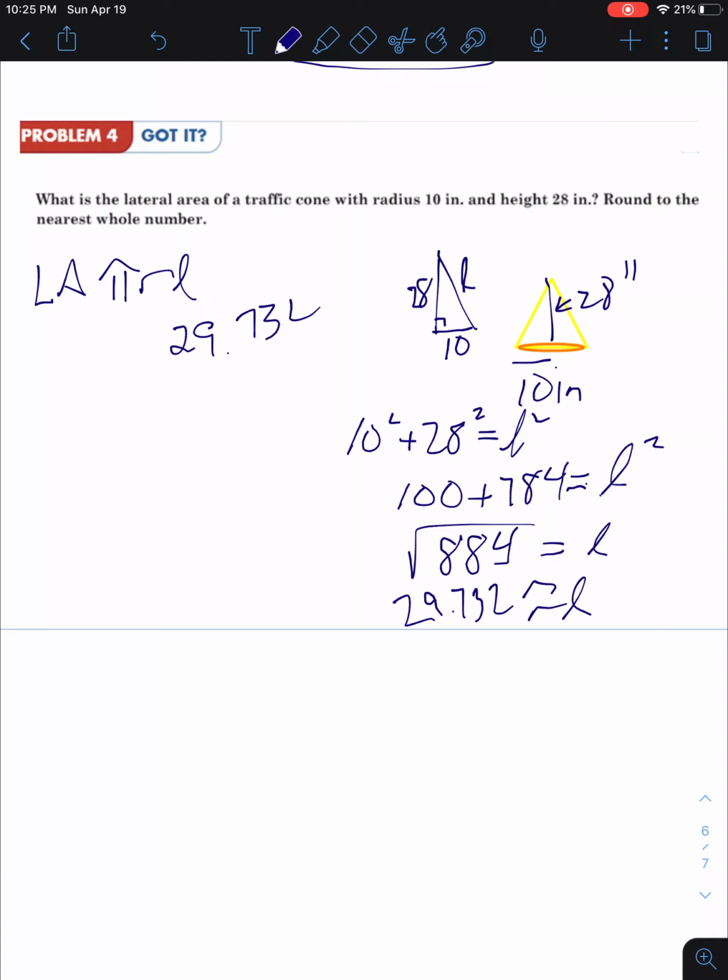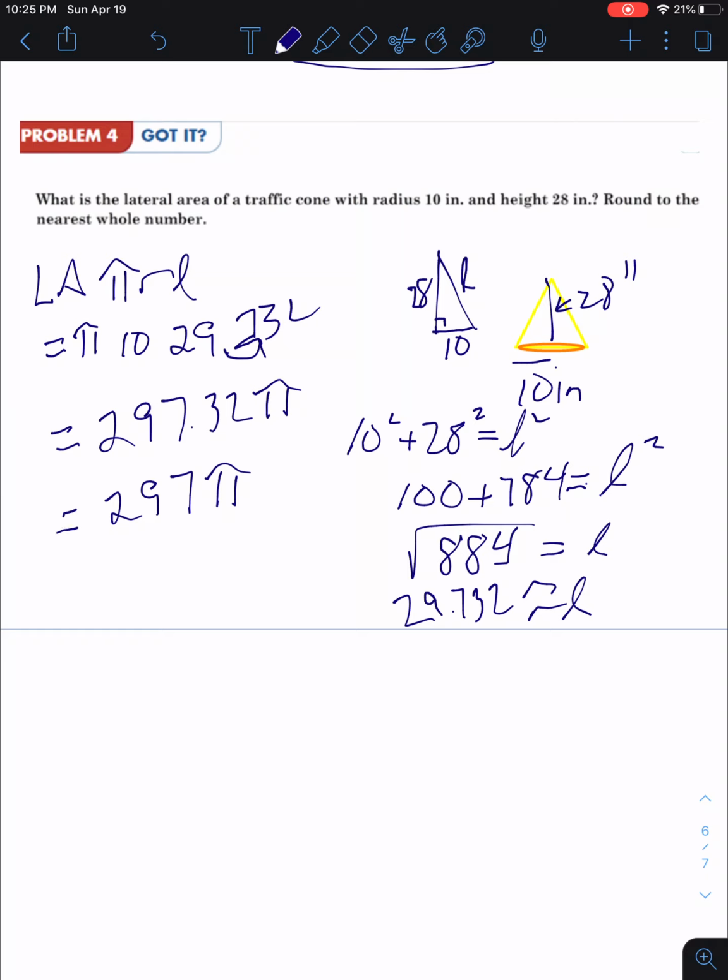And L is going to be 29.732, and the r was 10. Pi, which is going to give us, move this over one place, and that would make it 297.32 pi, or we'll just go with 297 pi if we want to round it to the nearest whole number. That's close. So the lateral area would be about that. This is almost exact from our approximation there, and this is rounded to the nearest whole number. Hope that gives you a feel for it.